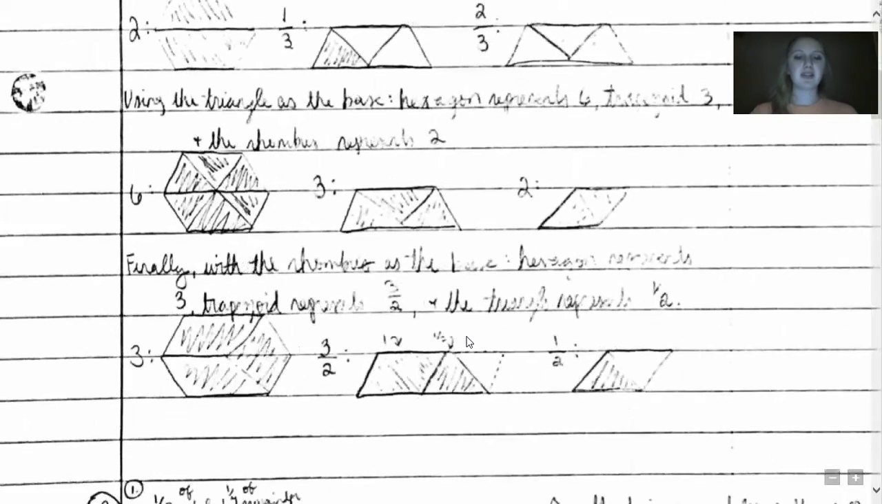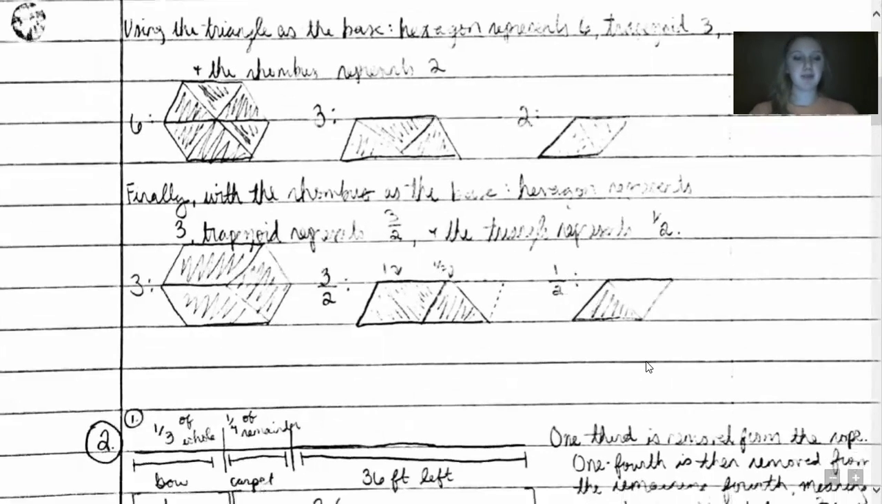And then finally, using the rhombus as the base, the hexagon represents 3 rhombuses. The trapezoid represents 3 halves, so 1 whole and 1/2. And then the triangle represents 1/2 of the rhombus. And that is how we would solve number 1.